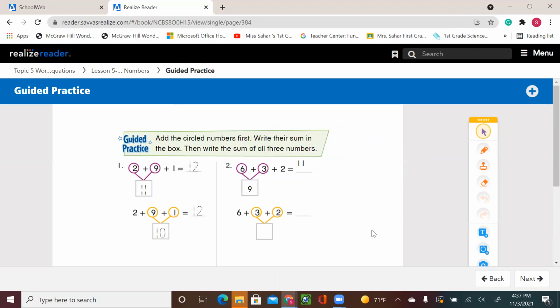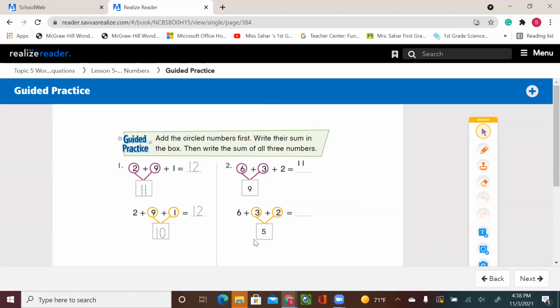So this is one way. Let's see the second way. They circled the second two numbers. So 3 plus 2, I know 3 plus 2 equals 5. I'm going to put 5 here. And now I'm adding 6 plus 5.